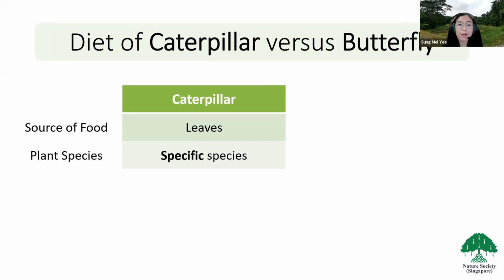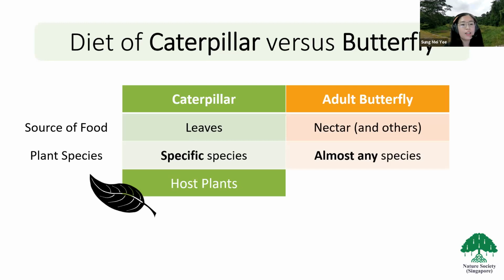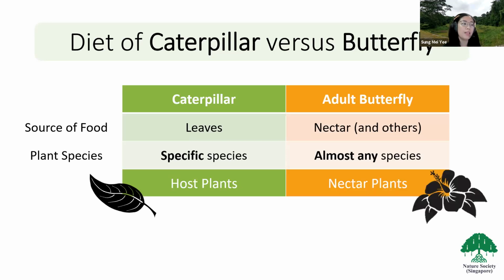Just to repeat what I said, caterpillars usually feed on the leaves of the plants where their eggs are laid, and they are usually very specific about the type of plants they feed on. We call these plants the host plants. Meanwhile, adult butterflies feed on nectar and sometimes other sources of food. But unlike the caterpillars, adult butterflies are not so particular about the type of plant they feed from. We call the plants that adult butterflies feed on the nectar plants.